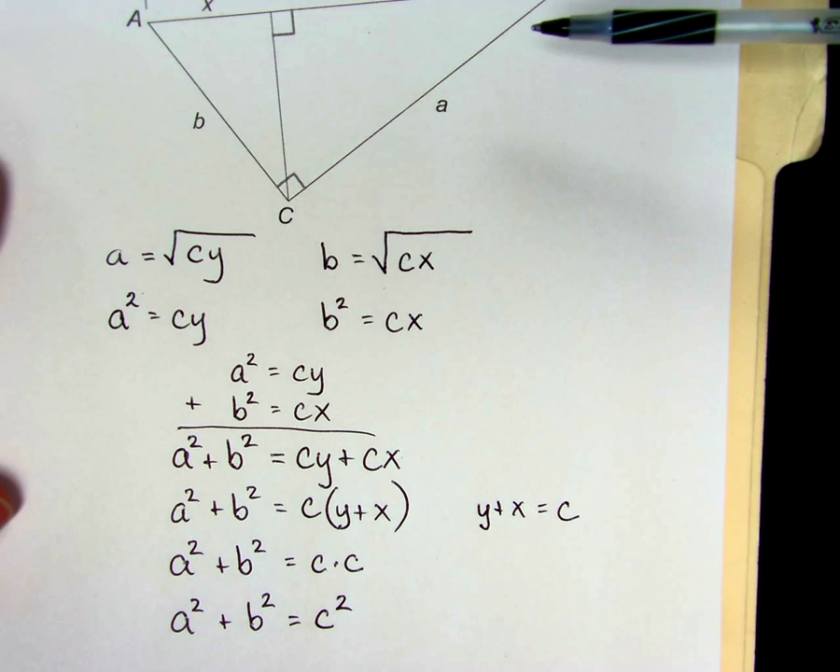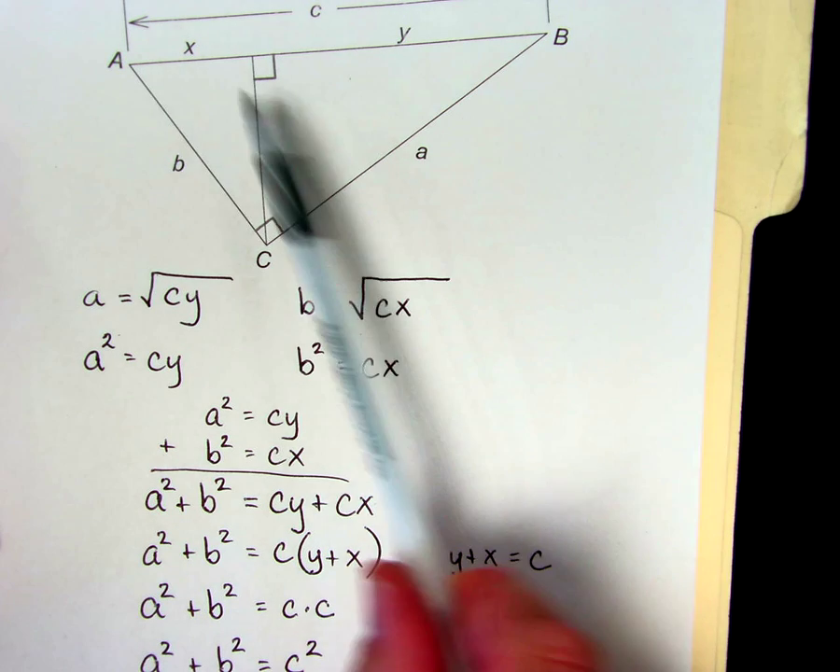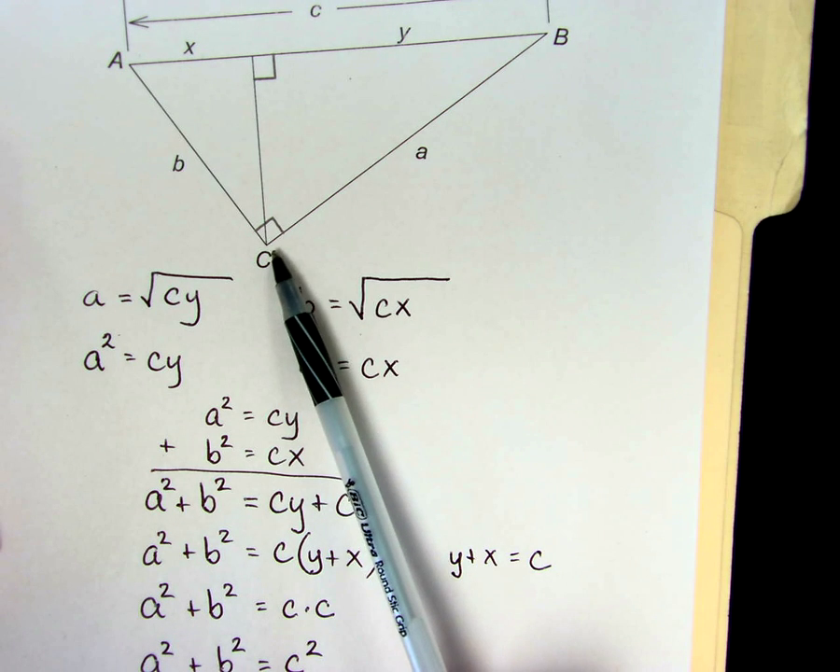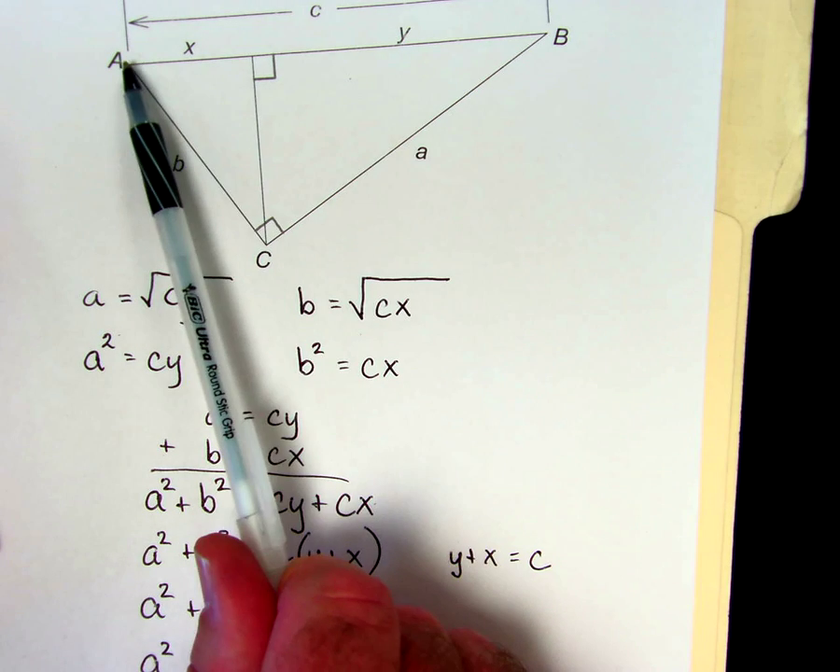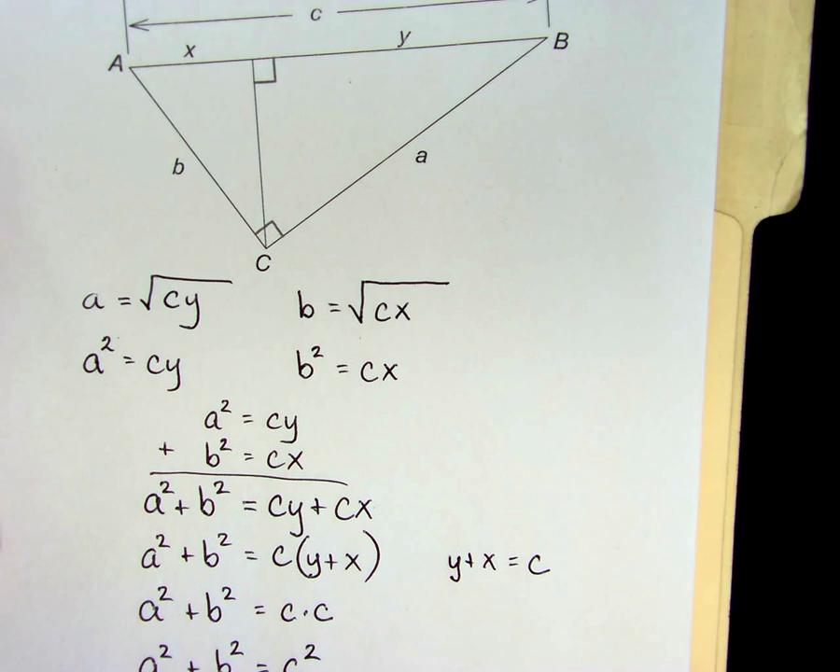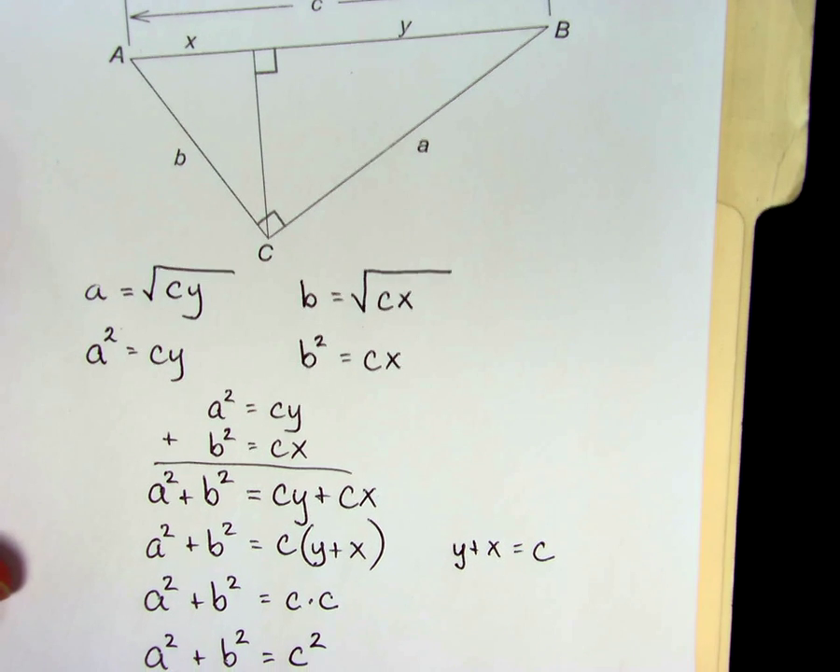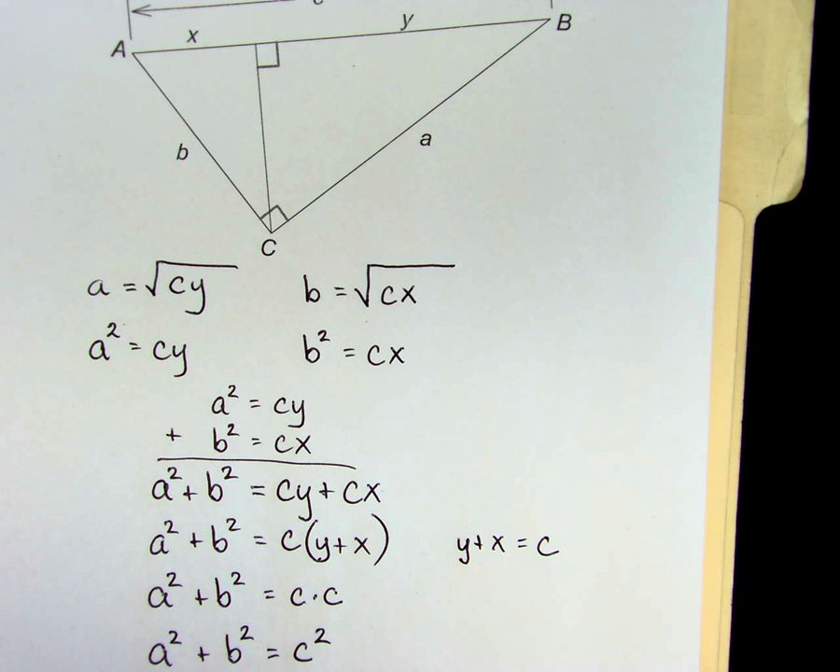So if we have a right triangle, angle C is the right angle. So lengths A and B are the lengths of legs. C is the length of the hypotenuse. We do find that A squared plus B squared is equal to C squared.